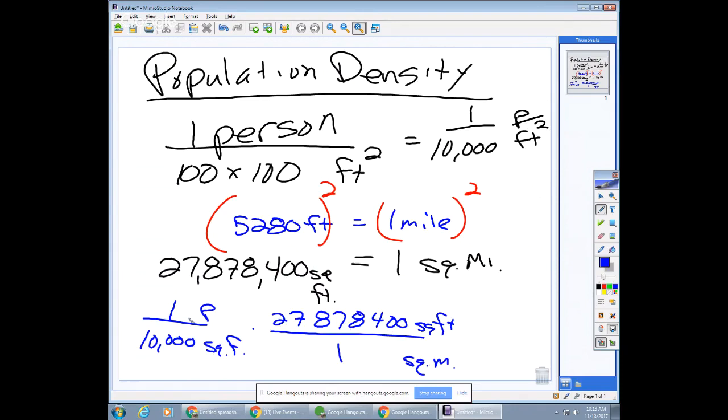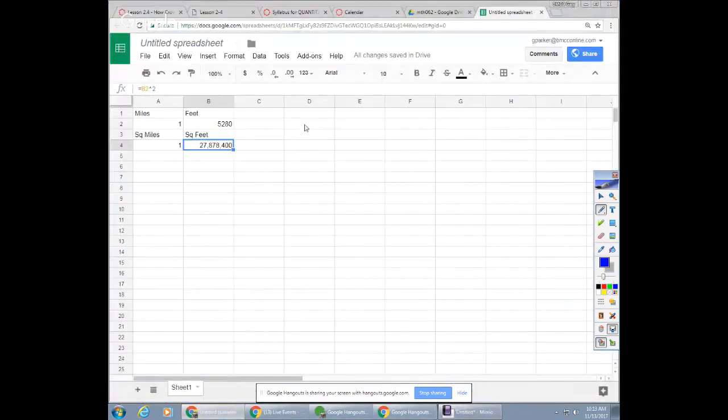So that means, multiplying across the numerator, we're going to have the 27 million in the top and the 10 million in the bottom. And so we're going to have to divide the 10,000 in the bottom. We're going to have to divide the 27 million by the 10,000. So in terms of people per square foot versus people per square mile.